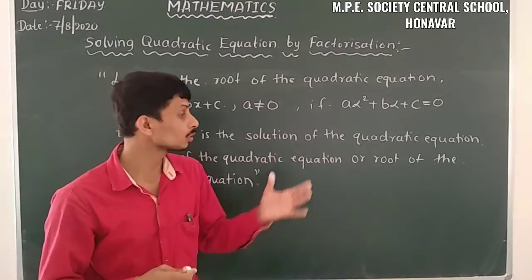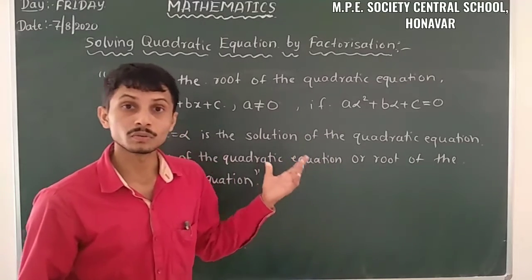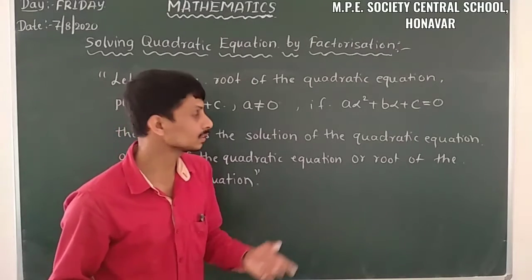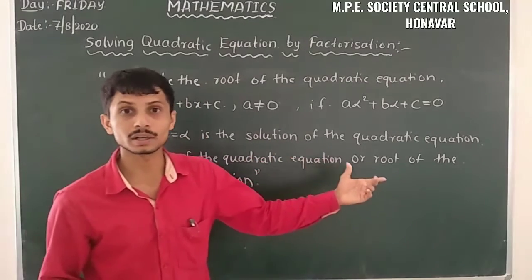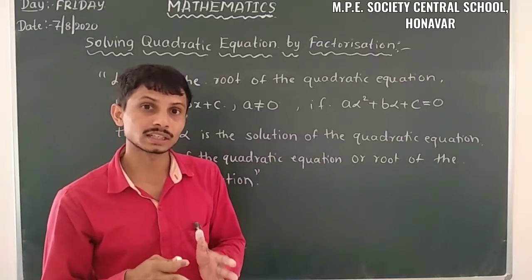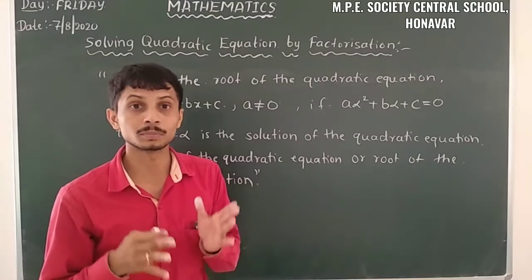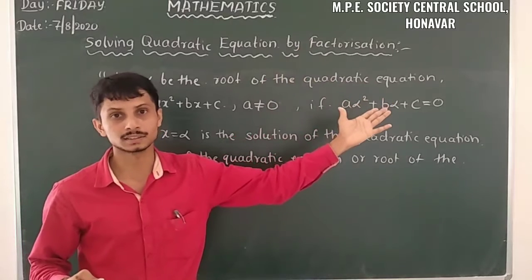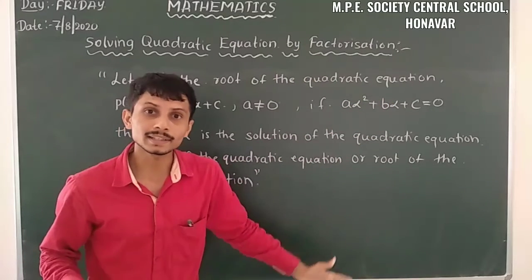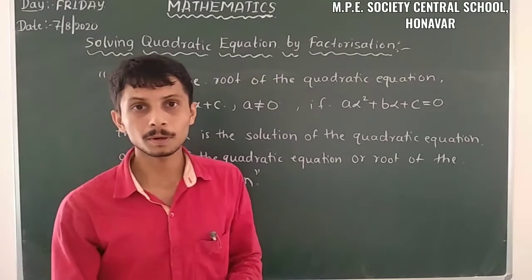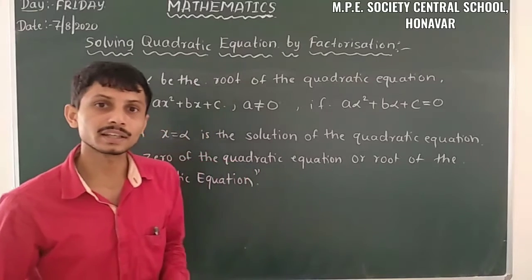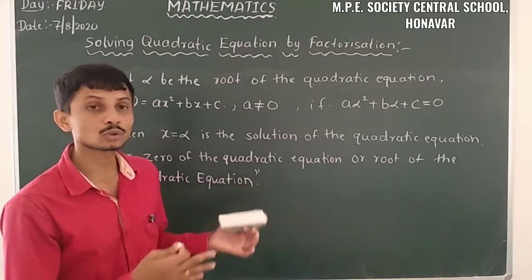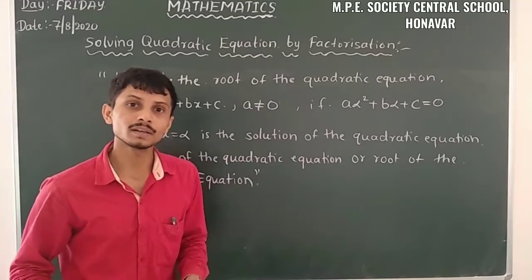We know about the root of the quadratic equation, or the zeros of the polynomial. We already studied this in the previous standards. So here we take it as a solution of the quadratic equation, because we are solving the quadratic equation by factorization. So let us move on to the problem part. We can take any quadratic equation, and we have to solve those quadratic equations by factorization.